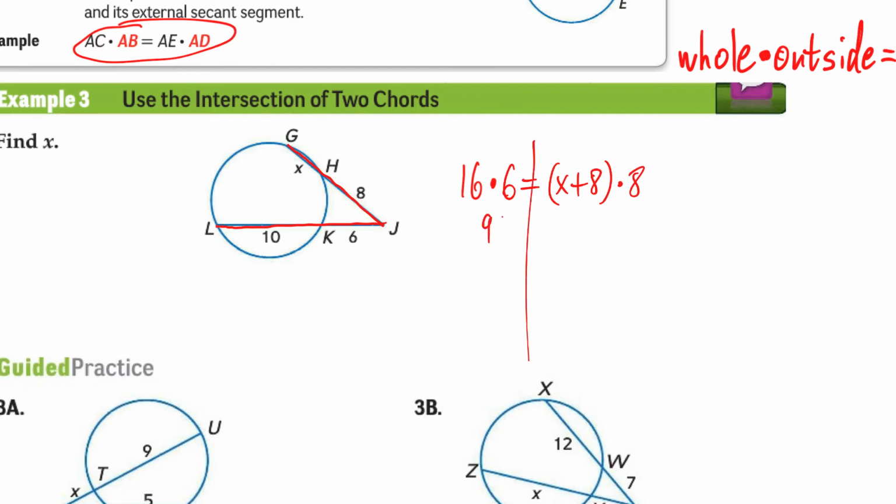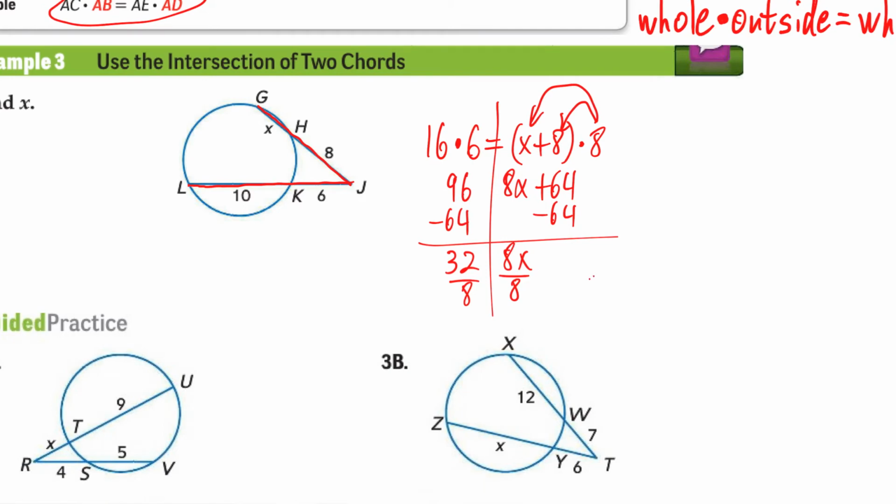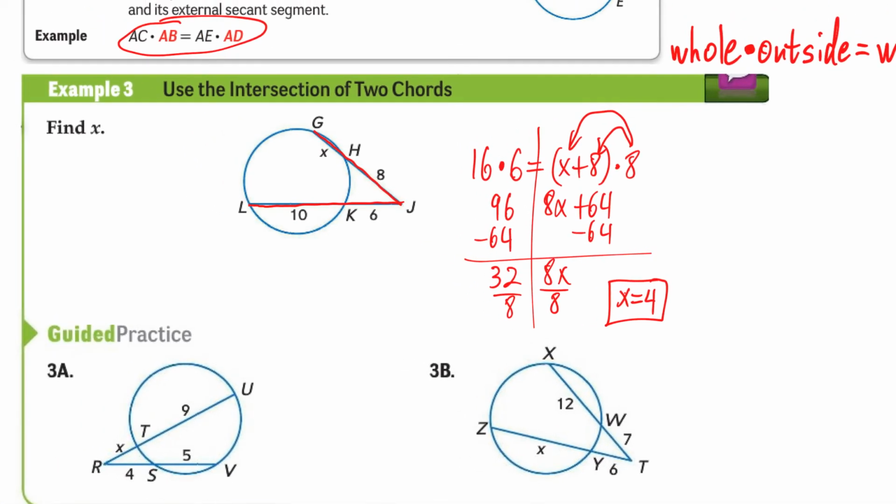Okay, 16 times 6 is 96. We've got to distribute this 8. So 8x plus 64 equals 96, minus 64. So 32 equals 8x. Divide by 8. x is 4. So just to check that, over here, 16 times 6 is 96. If I plug in 4 for what I got, how long is that whole thing? It's 12 times the outside of 8. What's 12 times 8? 96. So that checks out. That's good.